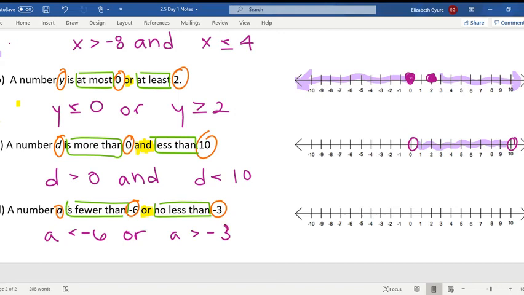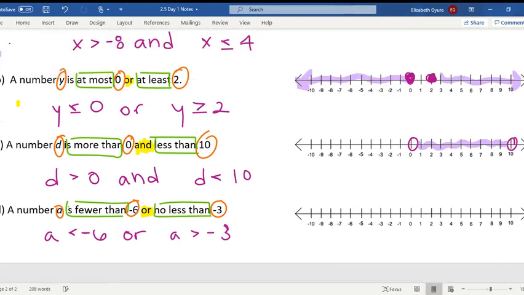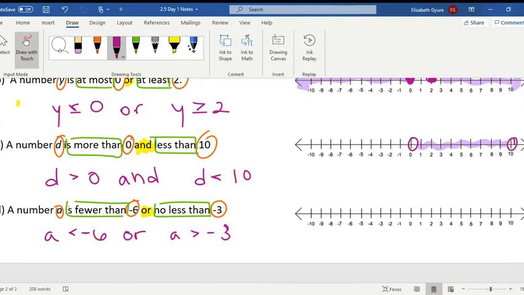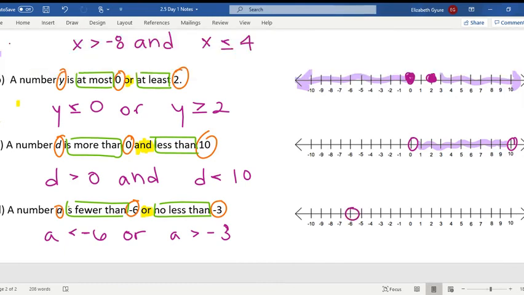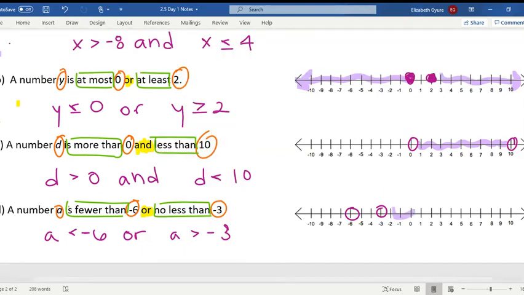And then Jake Sanders, open or closed circle at -6? Open. Jesse Campbell, open or closed circle at -3? Jesse, any ideas for -3, open or closed? Open, good. And then if it's an or, where do I shade, ladies and gentlemen? To the outsides. All right. Good.